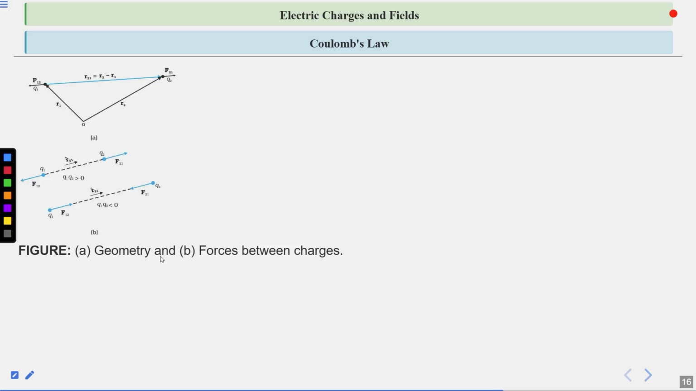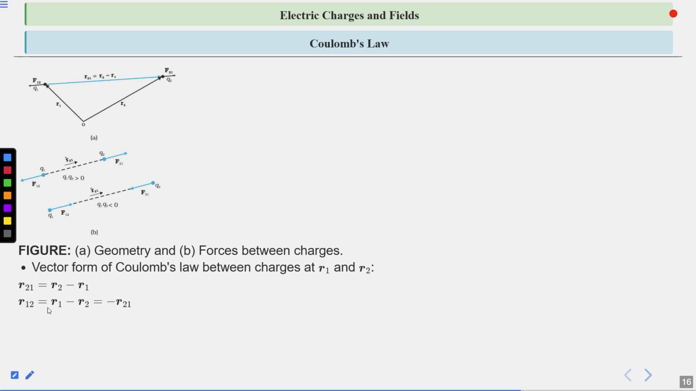So this is the geometry and forces between charges. Vector form of Coulomb's law between charges at R1 and R2. First, we have Q1 at R1 and Q2 at R2. So R21 is equal to R2 minus R1, the distance between these two charges. And R12 is equal to R1 minus R2, which is equal to minus R21.